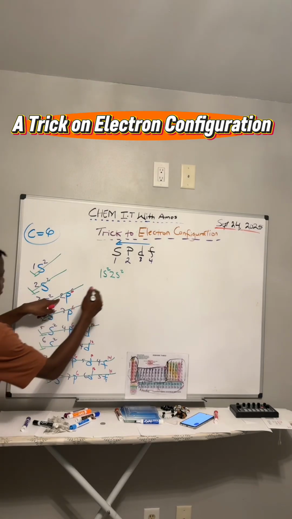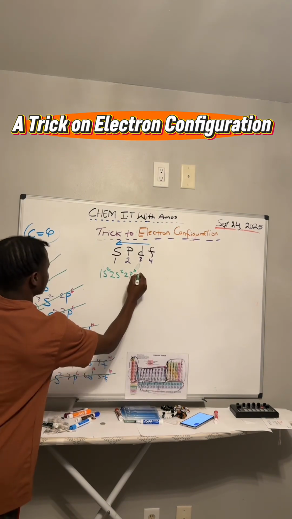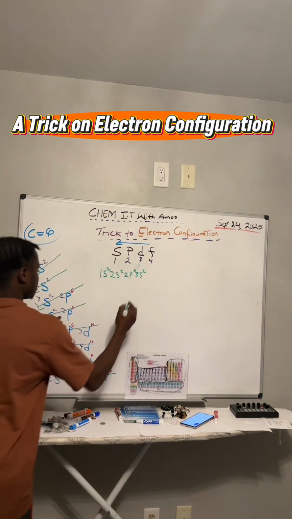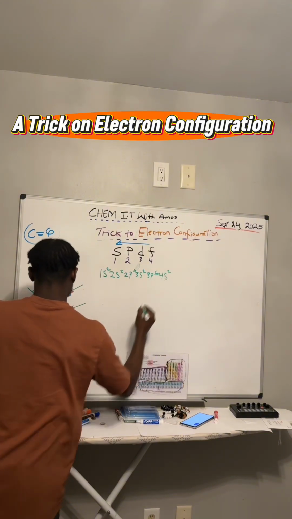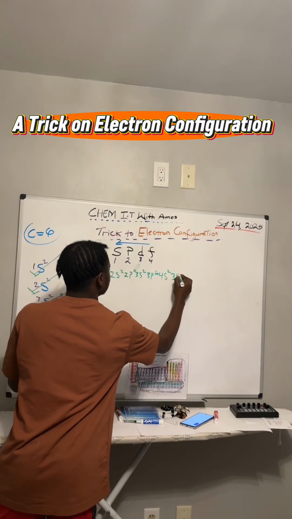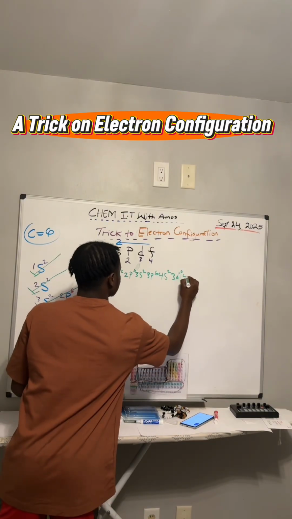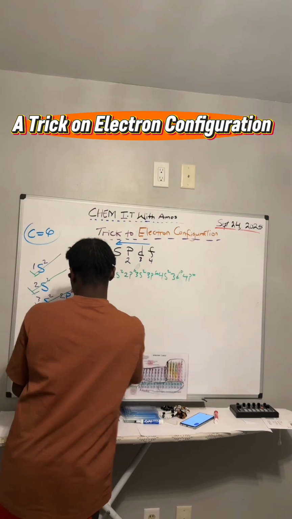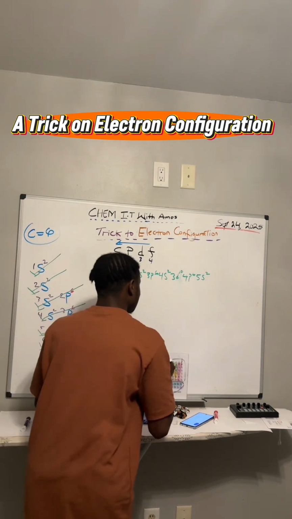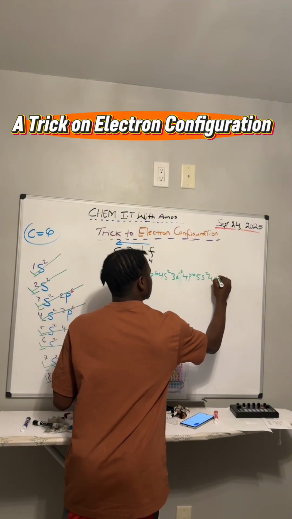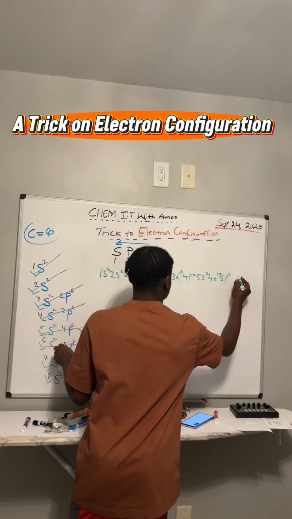So the next thing is we can say 2p6. Then 3s2 and 3p6, 4s2, 3d10, 4p6, 5s2. The next is 4d10, 5p6, 6s2.